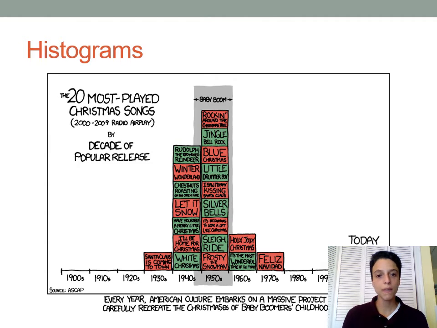So this is a graph that shows the 20 most played Christmas songs by decade of popular release. So we have the year that the song was released on the x-axis, and then the y-axis would be a frequency or a count. And what you can see is that most of the Christmas songs that we hear on the radio were released in the 40s and 50s. And fewer songs are released in either direction on either side.